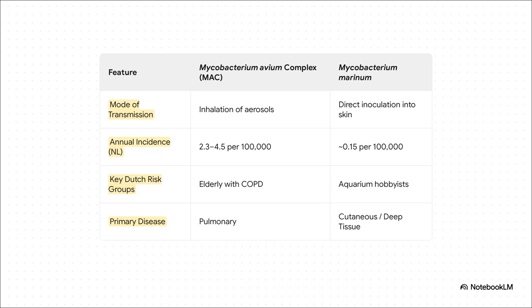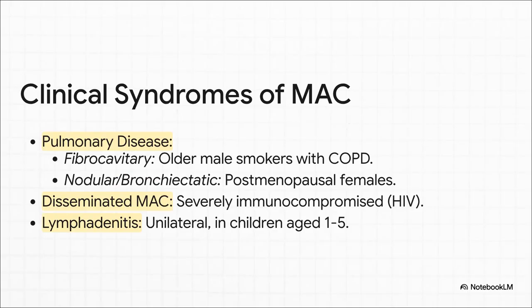This leads to wildly different numbers. And the risk groups couldn't be more different. For MAC, it's older folks with underlying lung disease. For M. marinum, it's people with fish tanks. One is a lung disease, the other is a skin disease. They're worlds apart. So what does a MAC infection actually look like in a patient?